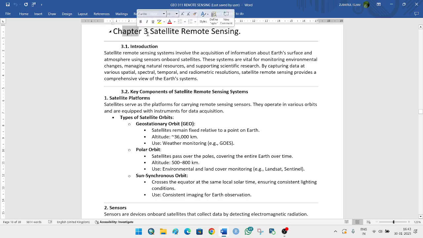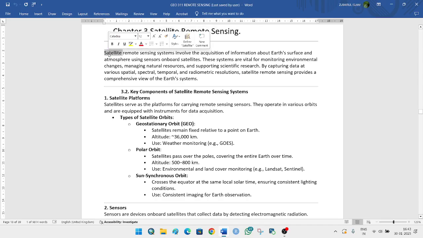The chapter 3, and this chapter is satellite remote sensing. Here we are talking about the remote sensing which is performed or used by using satellite data. And what are the key components?